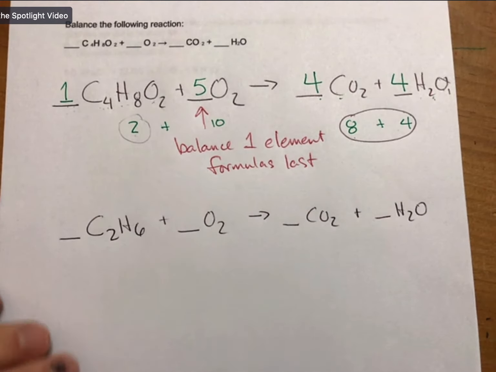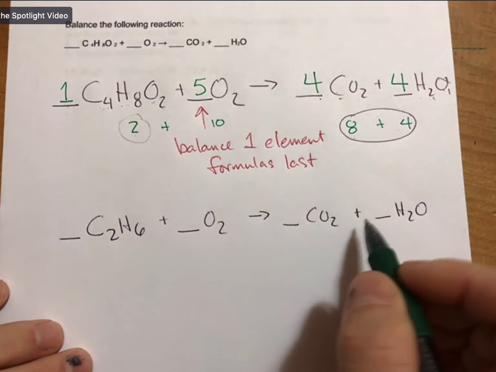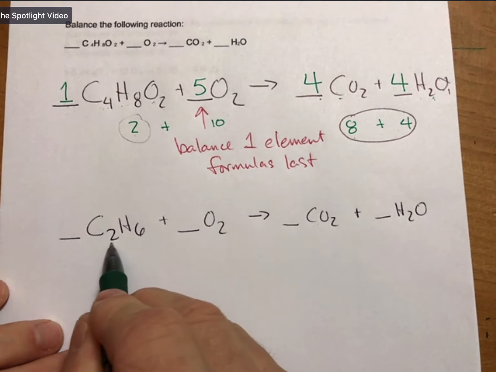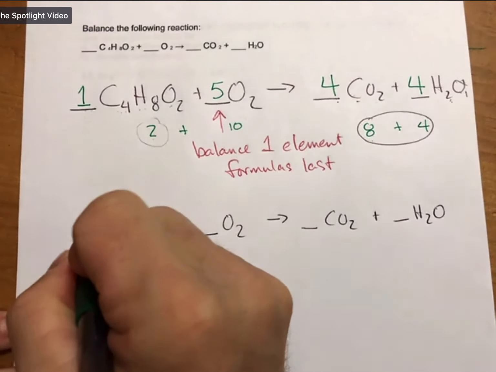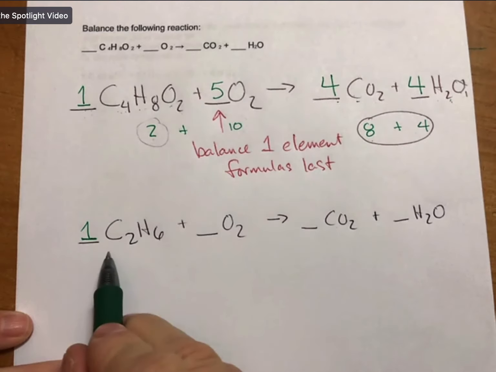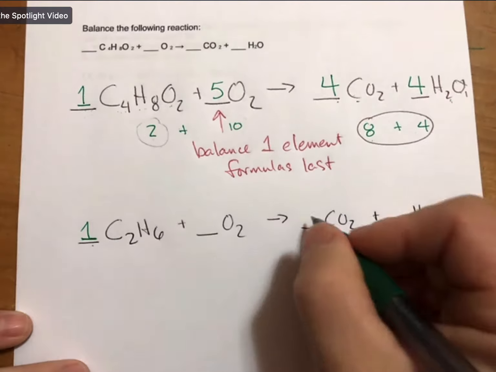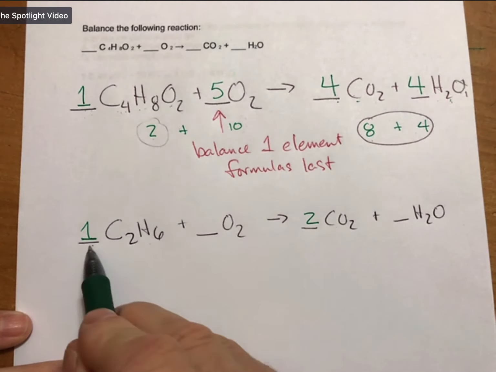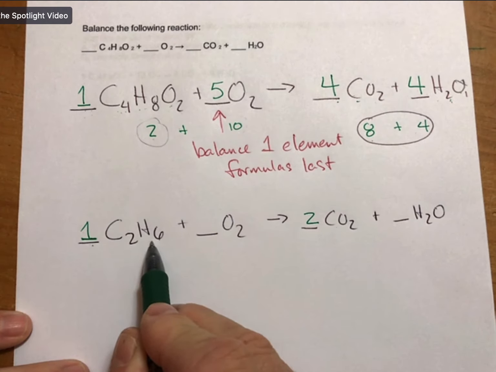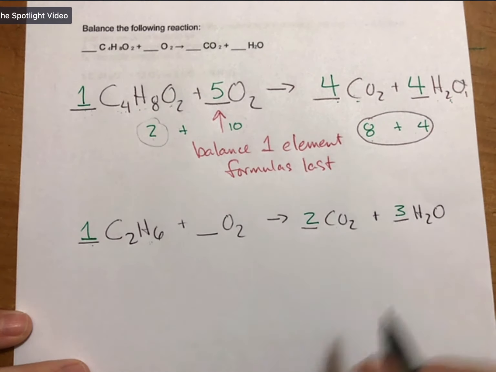Okay. So again, even though it's only got 2 elements, and so do some of the products, my C2H6 has 8 atoms. So I'm going to call this the most complicated and put a 1 in front of it. Then I get 2 carbons, which means I need a 2 coefficient on the product side for carbon dioxide. Then I have 6 hydrogens, 1 times 6. Hydrogens come 2 at a time, so I need a 3 coefficient here.